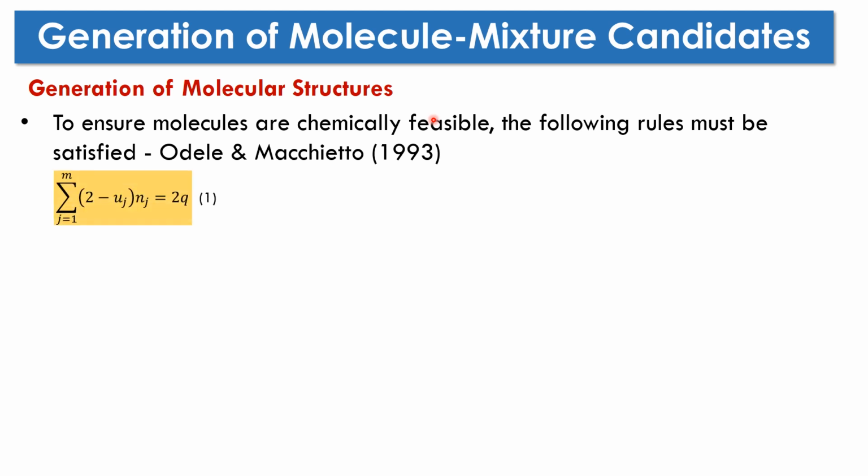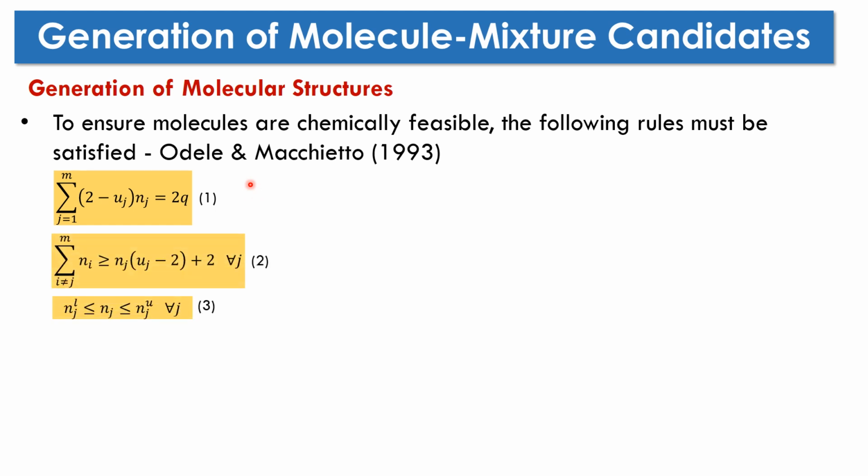Okay, so there are 5 equations, there are 5 rules that we need to obey in order for us to consider the molecule to be chemically feasible. So this is the first equation, the second equation, the third equation, fourth equation, and the fifth equation. And let's look into more detail in terms of what are the meaning of those notations.